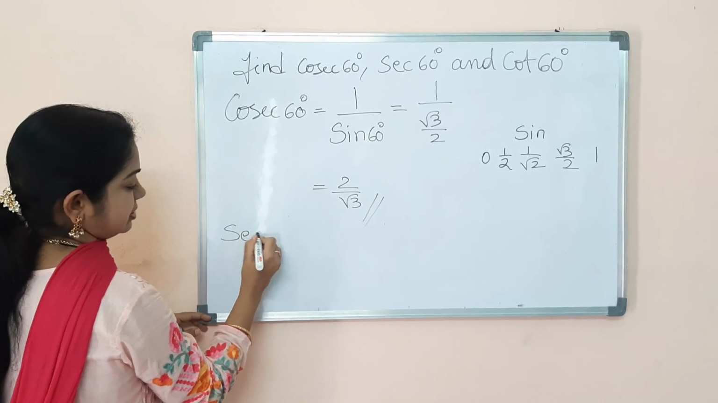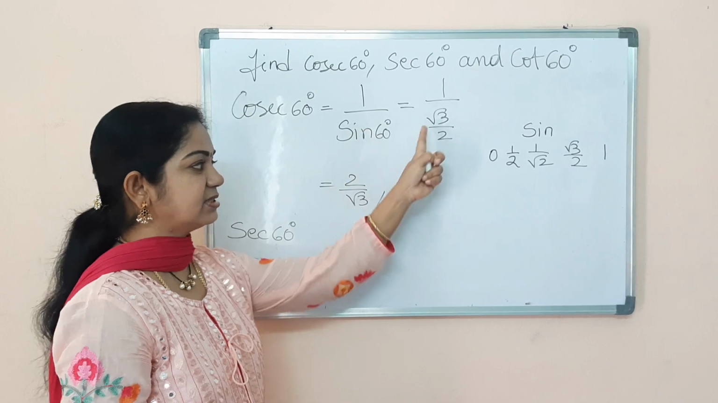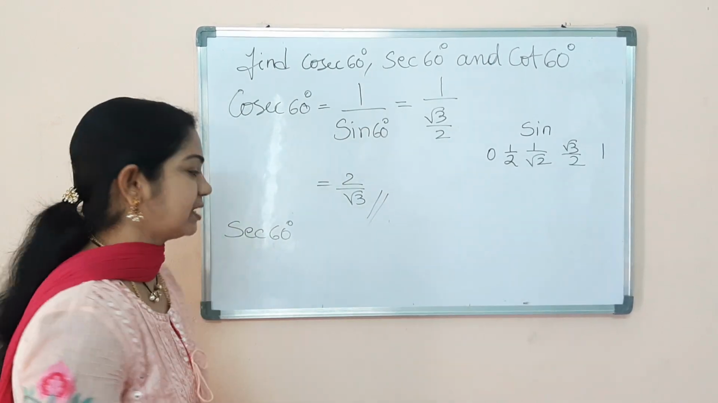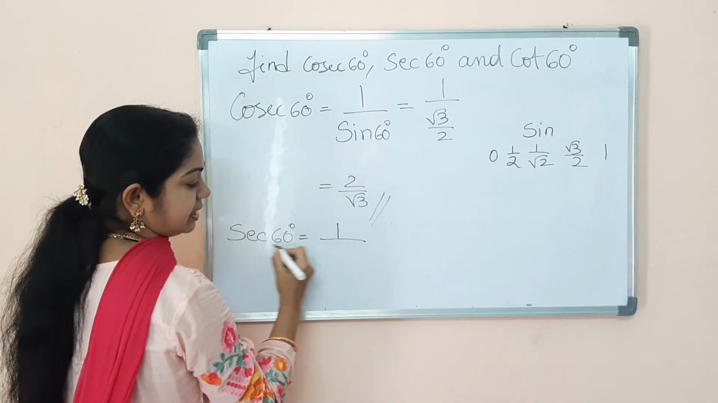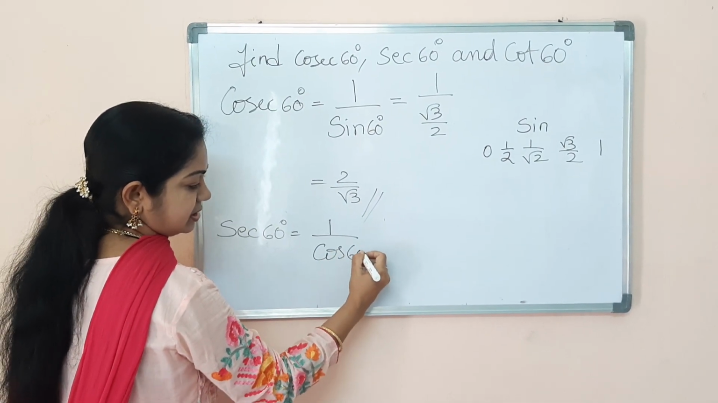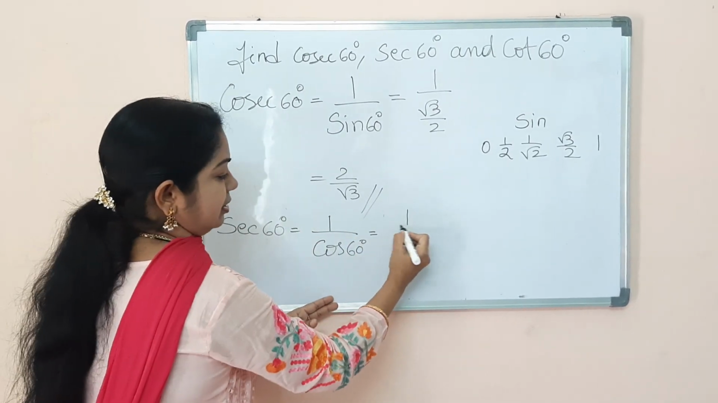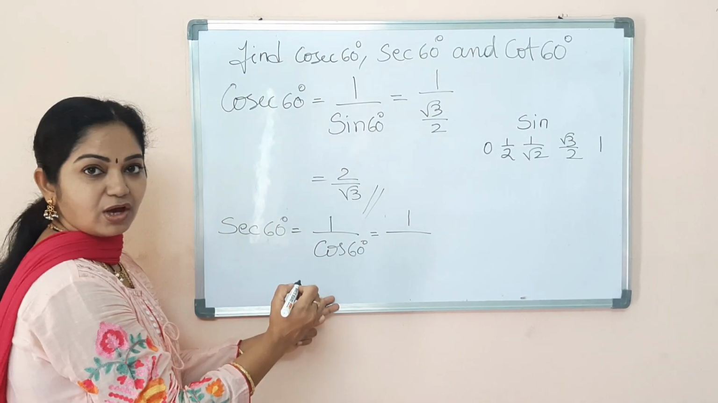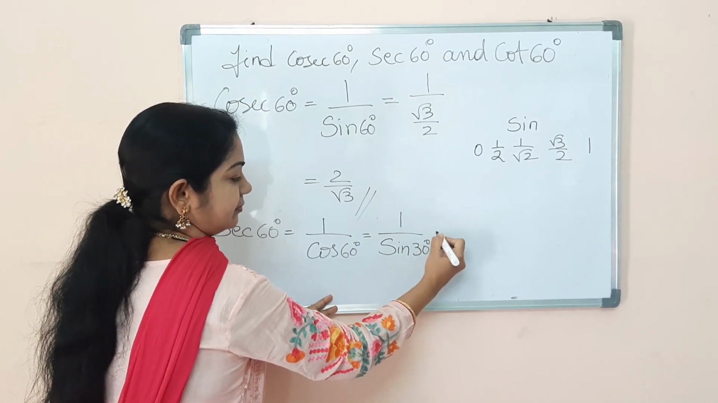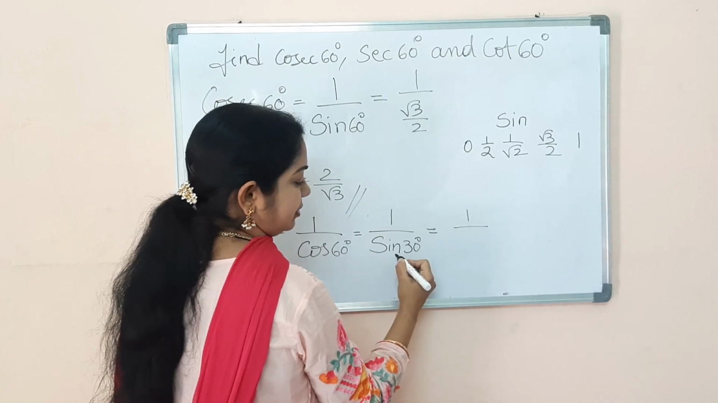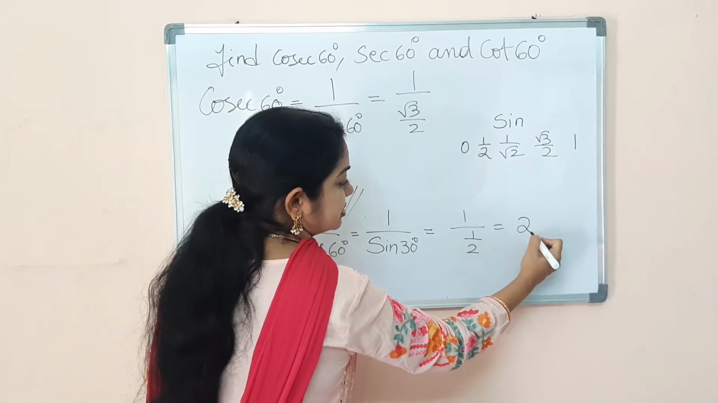Now secant 60. Have I written the table? No. I am using the second method of just simply remembering the sine values. Now coming to secant 60, secant is the multiplicative inverse of cos 60 degrees. Again, I want to change this into a sine function. We know that the complementary of cos is sine. So sine 30 degrees. That means 1 by, I know that sine 30 is 1 by 2. If it comes up, it becomes 2 by 1, that is 2.